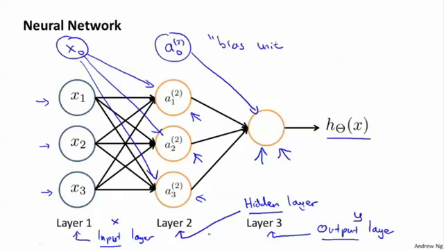And later on, we'll see neural networks with more than one hidden layer. But in this example, we have one input layer, layer 1, one hidden layer, layer 2, and one output layer, layer 3. But basically anything that isn't an input layer and isn't an output layer is called a hidden layer.